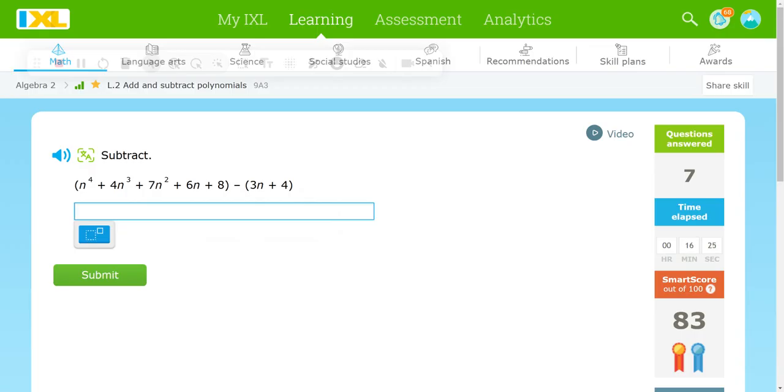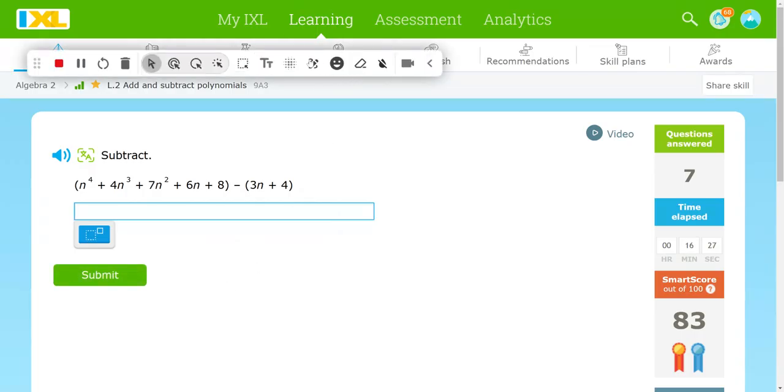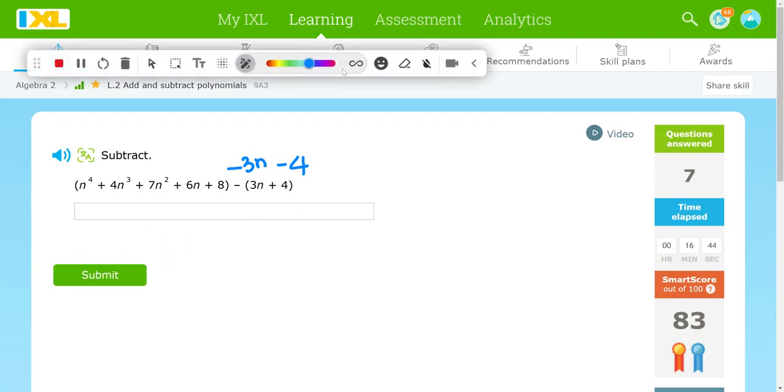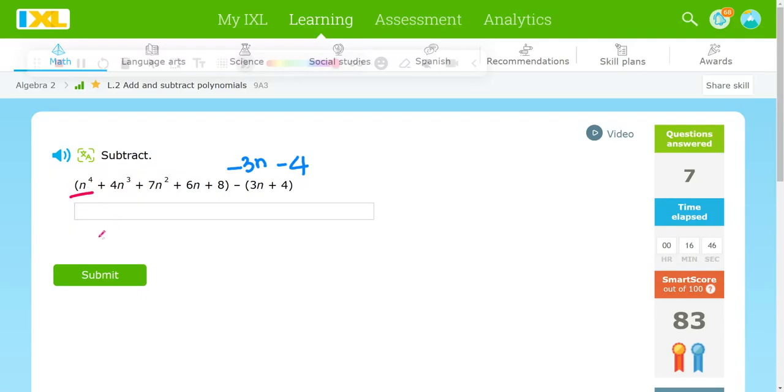Okay. So now, if you want to do it fast, you can do it with this. The first part stays the same, but the last part becomes negative 3n and subtract 4. Now put your answer down. N to the fourth, you cannot combine with anything. N to the third, you cannot combine with anything. So I just put it down.